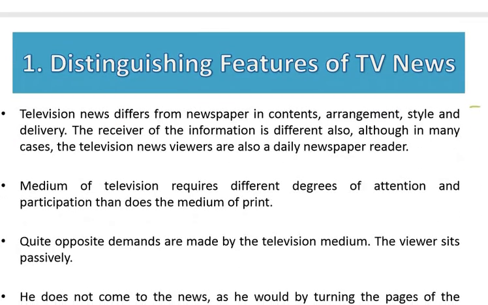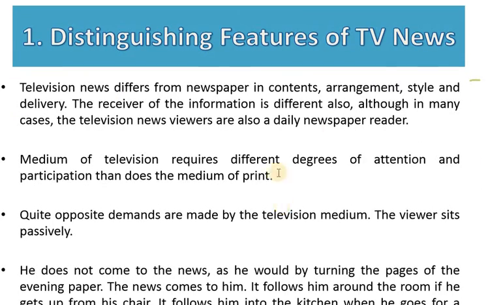So, firstly, we describe distinguishing features of television news. It means how television news is different from radio and print media. Television news differs from newspaper in content, arrangement, style and delivery. The receiver of information is different also, although in many cases television news viewers are also daily newspaper readers.